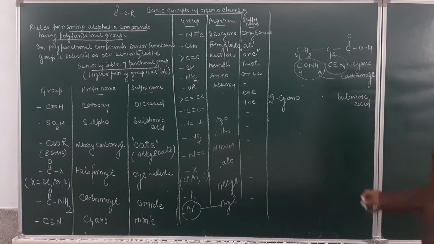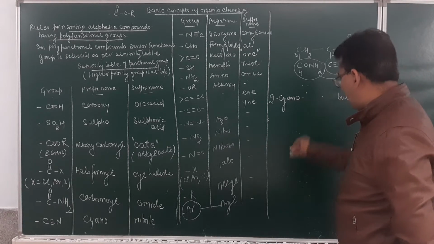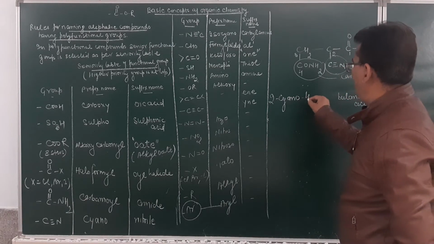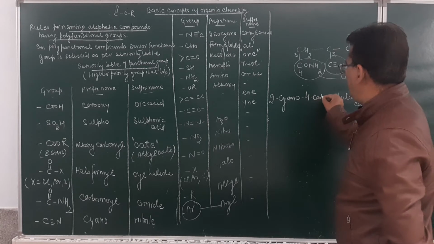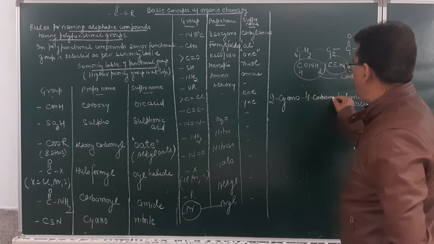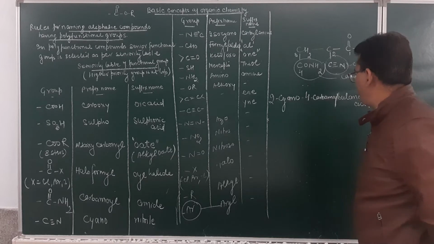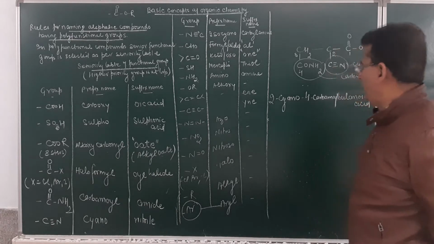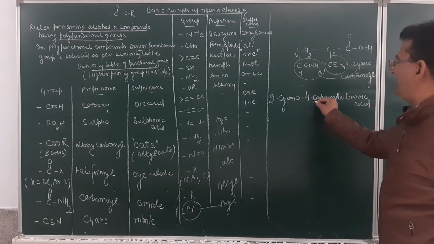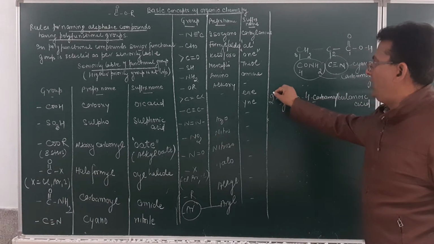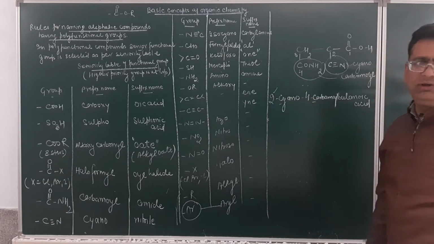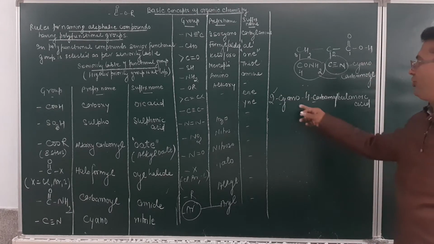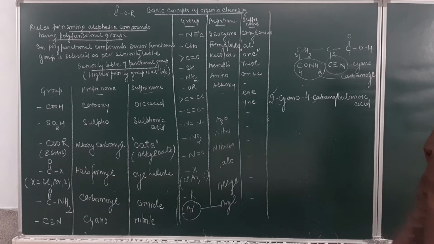Then at number 4 is present what group? Carbamoyl. 2-cyano-4-carbamoyl will be the name, and then butanoic acid will be the name given to this compound. Am I getting clear, student, over here? So here both were starting with C, but since the locant number 2 is smaller than the locant number 4, cyano is written before carbamoyl. Is it getting clear or not?